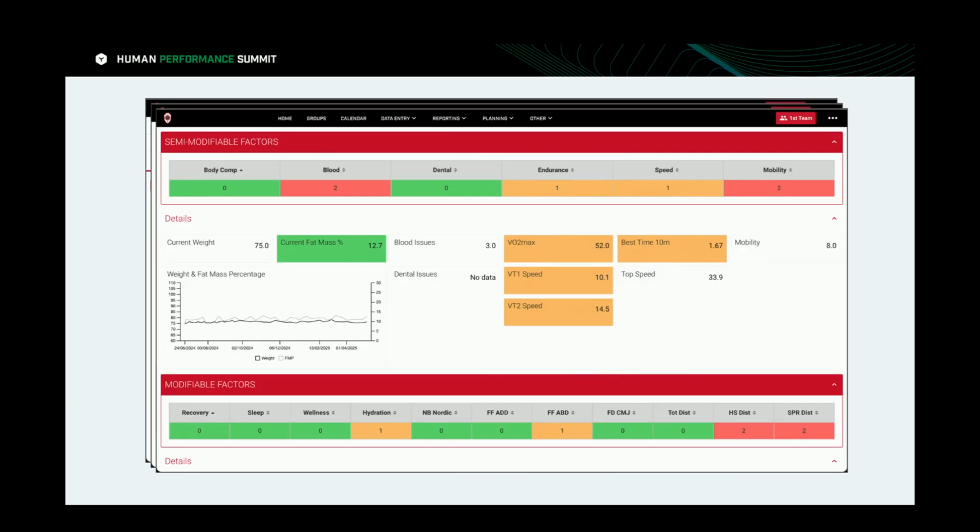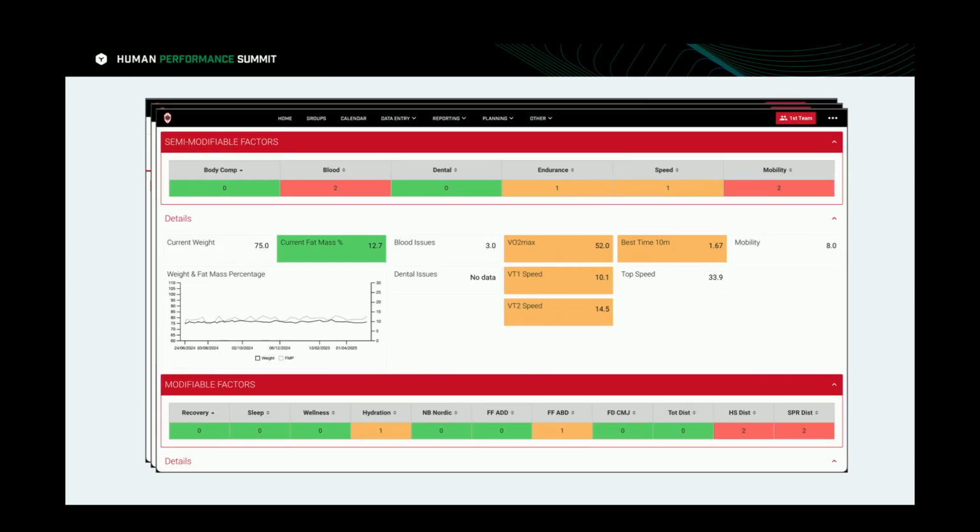Then we have the semi-modifiable factors. We call them semi because the modifiable factors are ones we can change from day to day, or they can change within the athletes. But for factors like body composition, we all know it takes some time to change it. The same with the blood. We do blood draws, and then we give them supplementation, but it takes some time to see the effect.